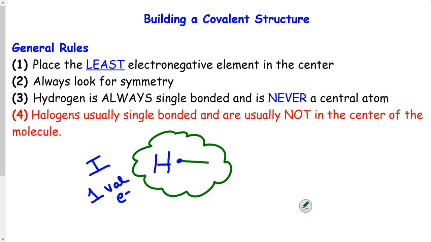Halogens, rule number 4, are usually single bonded. And again, I use the word usually because sometimes there will be exceptions to this. But let's say, for example, we take the element chlorine. Chlorine happens to be located in Roman numeral 7A. So we know that chlorine is going to have 7 valence electrons. So we'll use 7 dots to represent our valence electrons. Well, similar to what you just saw with hydrogen, this means that they typically only form a single bond. Why? Because there is only one valence electron that is free to make the bond.